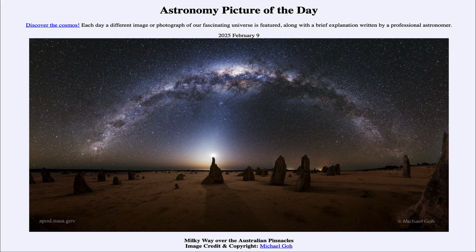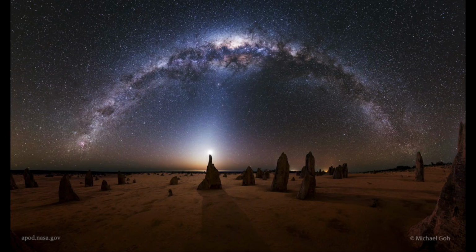Today's picture for February 9th of 2025 is titled Milky Way over the Australian Pinnacles. So what do we see here? Well, here we see in the foreground the Pinnacles in Australia. And these are in the western portion of Australia, made of ancient seashells. So limestone that stick up there, and they're about the size of a person sticking up.